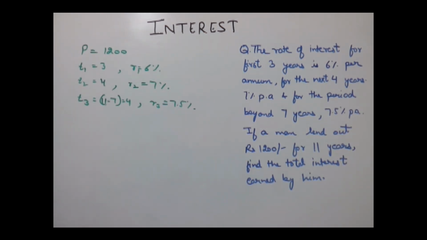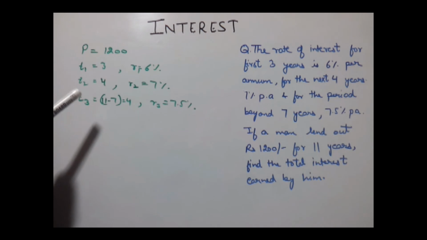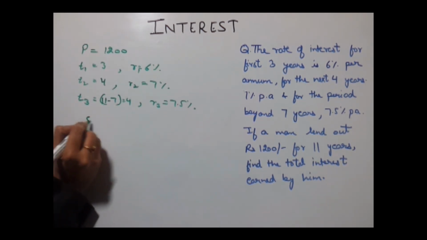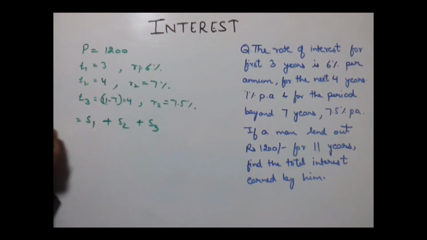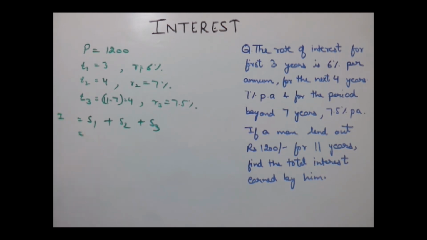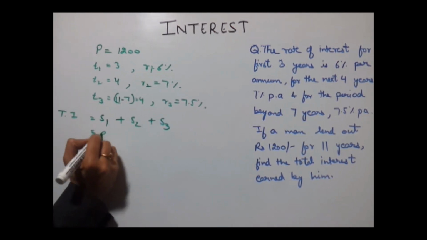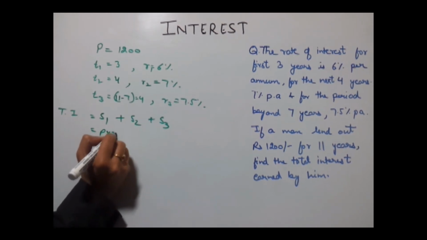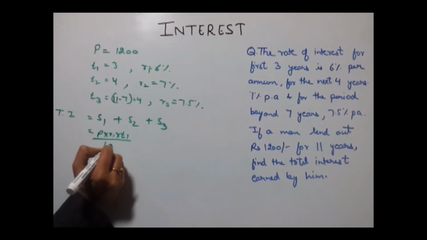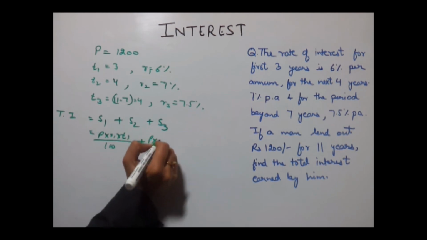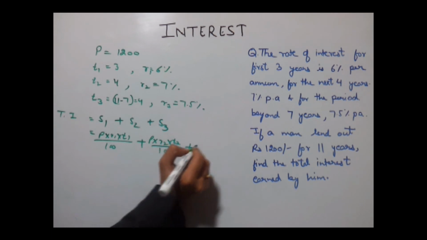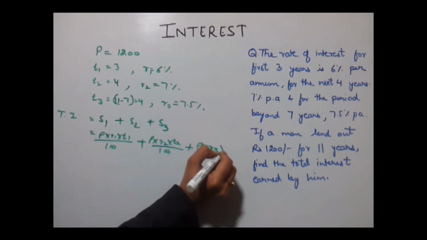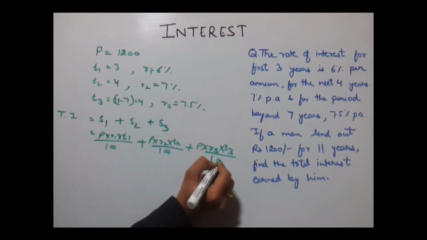For this, what we will do is we will calculate simple interest for each period individually and then sum them up. So we need simple interest 1 plus simple interest 2 plus simple interest 3, which will be equal to total interest. SI is equal to P into R1 into T1 upon 100 plus P into R2 into T2 upon 100 plus P into R3 into T3 upon 100.